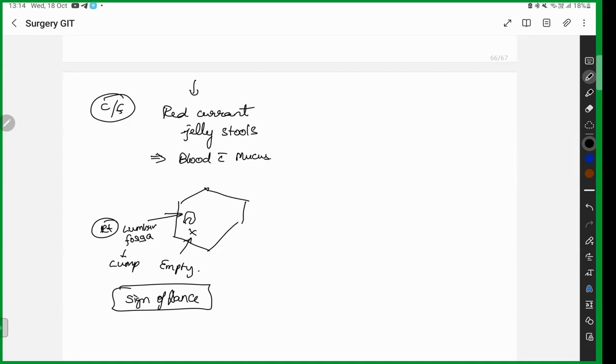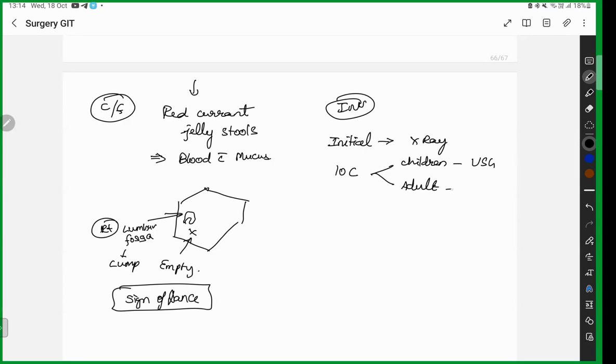Next, investigations. What investigations are you going to perform here? Initially you go for X-ray abdomen erect and supine. But the investigation of choice in children is USG, while in adults you go for CECT. On USG you're going to see a target sign or a donut sign.